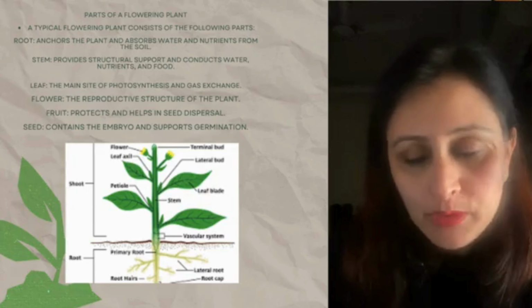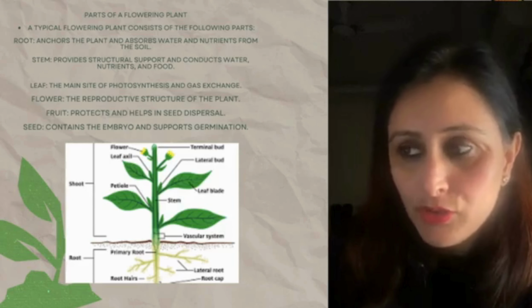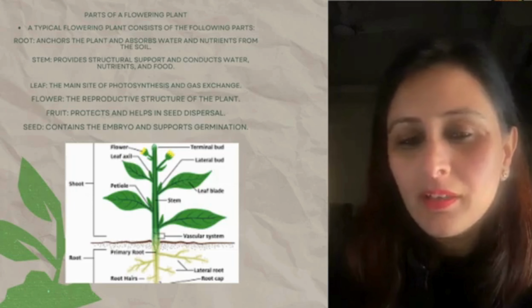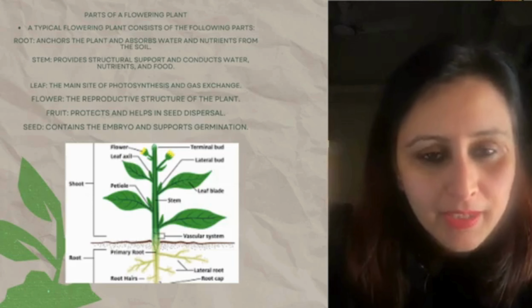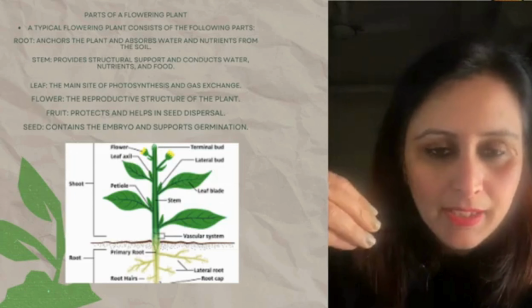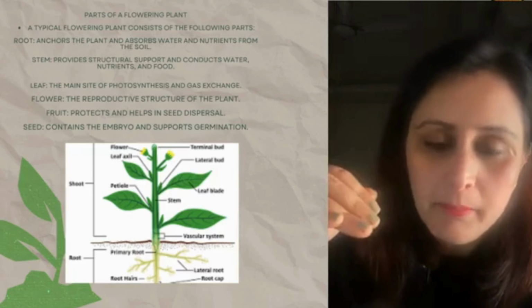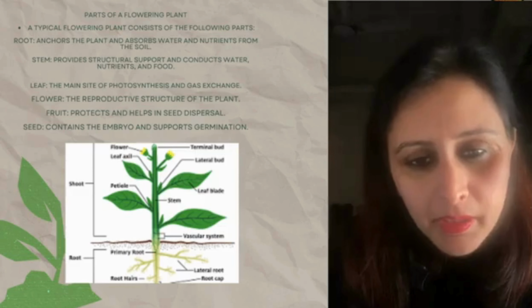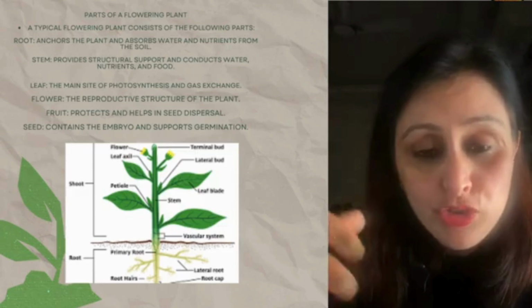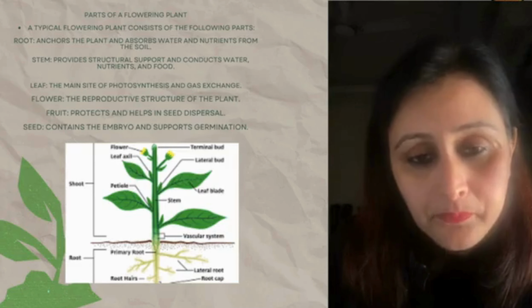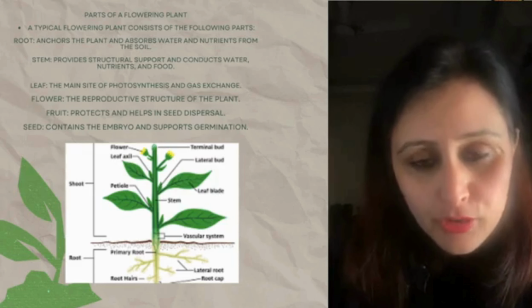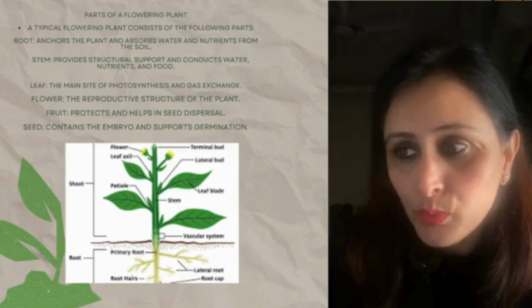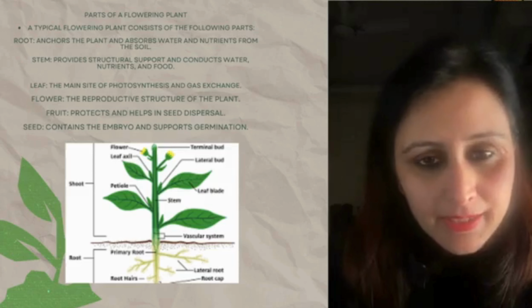Next, we come to the flower, the reproductive structure of the plant. Since they are bright and beautiful, and have a lot of fragrance, they attract insects. Whenever insects come and sit on them, they help in spreading the pollen as well, due to which flowers are the main site for reproduction. Now, fruit protects and helps in seed dispersal.